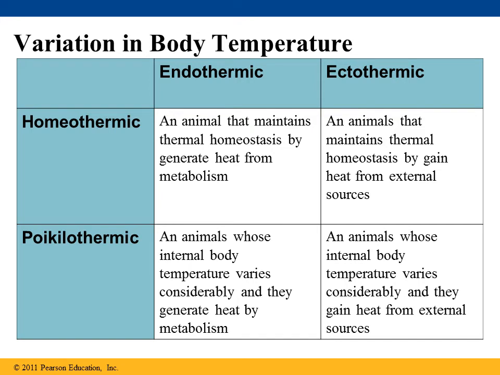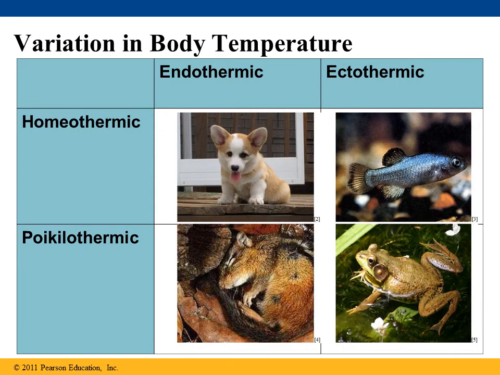Then we have our last one right here, this upper right hand corner, which is an exotherm and homeothermic animal. And these are going to be animals that maintain thermal homeostasis by gaining heat from external sources. So here's just a little picture of each type that shows you different organisms that go through each type of condition in order to maintain the body temperature.